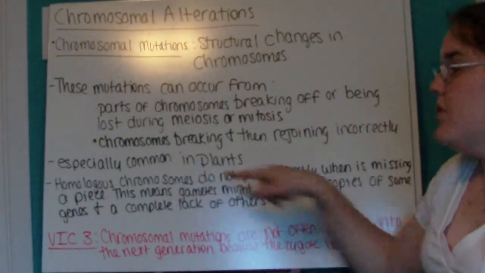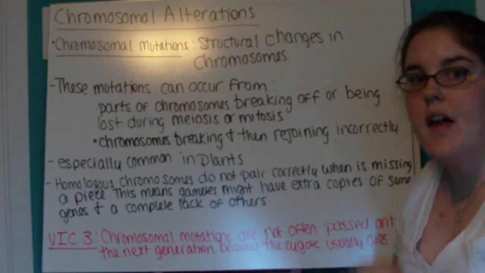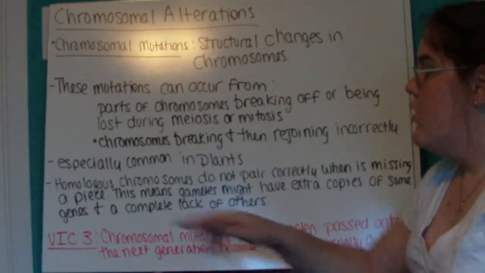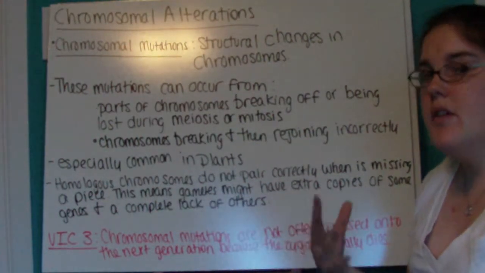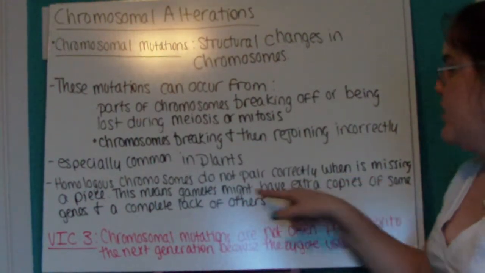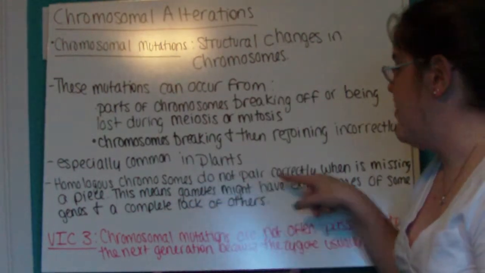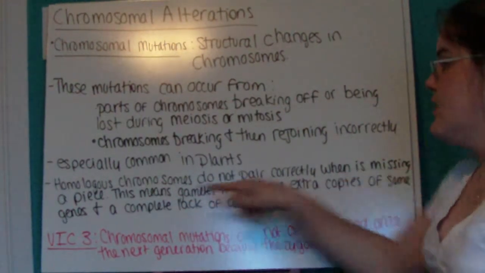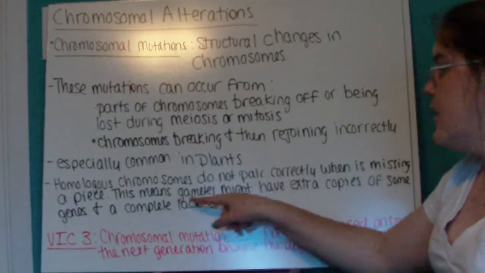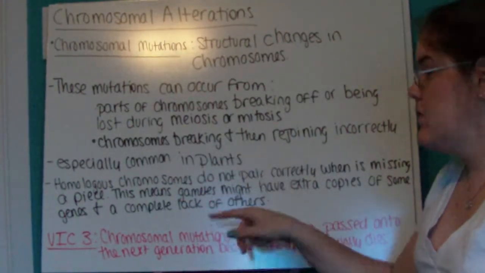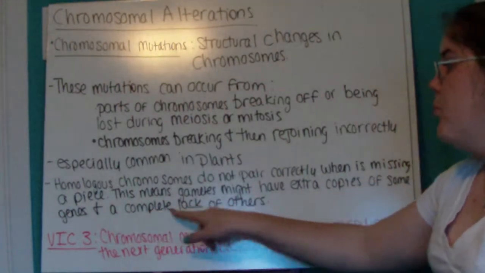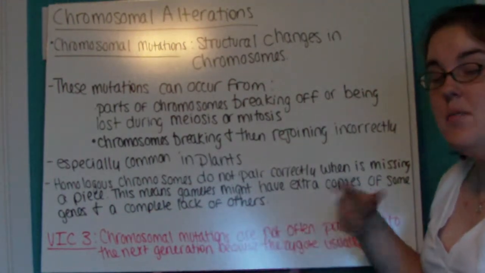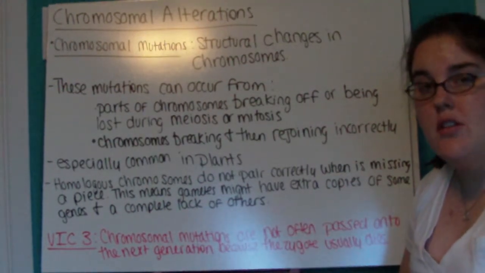Now, this is especially common in plants. However, it does happen in every organism. Remember, we talked about homologous chromosomes. If you add a piece or delete a piece, they will not pair correctly. So homologous chromosomes do not pair correctly when one is missing a piece. This means that gametes, the embryo that's starting to form, might have extra copies of some genes and a complete lack of others. So this might be those instances in which we looked at non-disjunction.